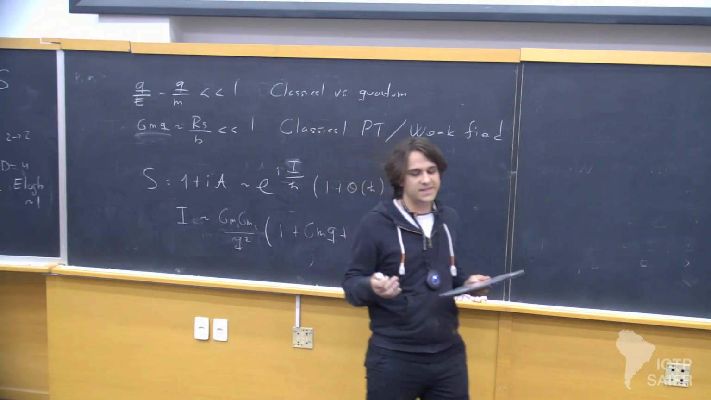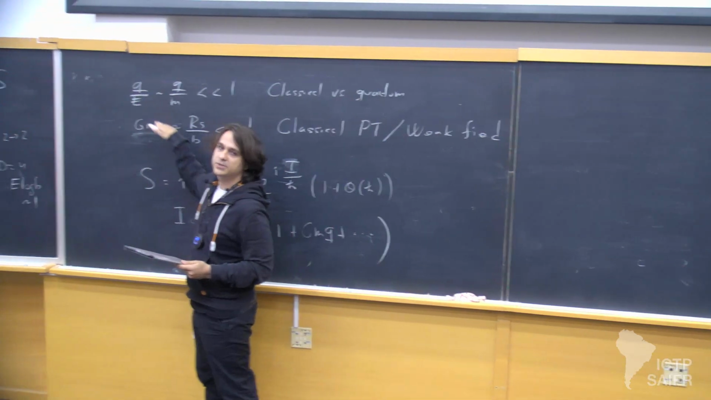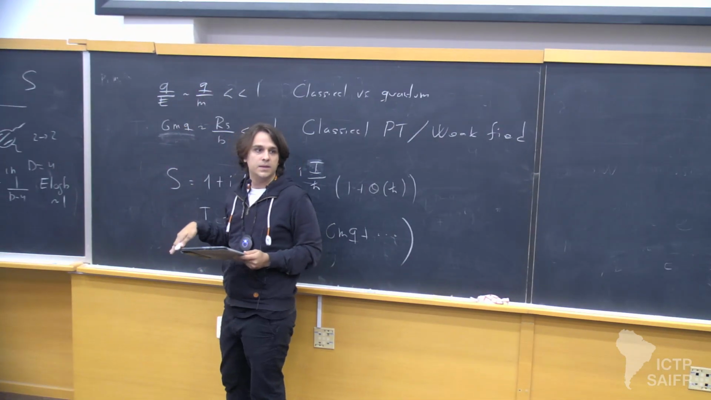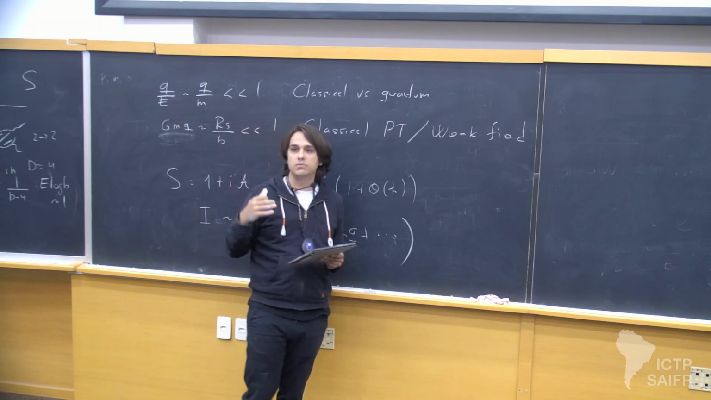Okay, so we want to understand how to do this expansion. Notice that both of these are a small q expansion. So this is q over m, or q times Gm. So we need to understand how to systematically expand the amplitude in this small momentum transfer limit.